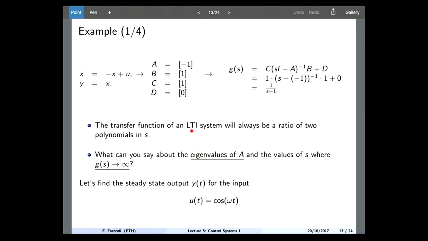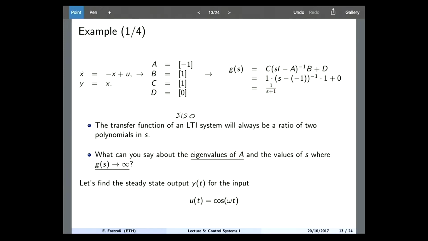Whenever you have a single input, single output LTI system, the transfer function will always be the ratio of two polynomials. Okay? What can you say about the eigenvalues of A and the values at which the denominator essentially goes to 0? They're exactly the same, right?